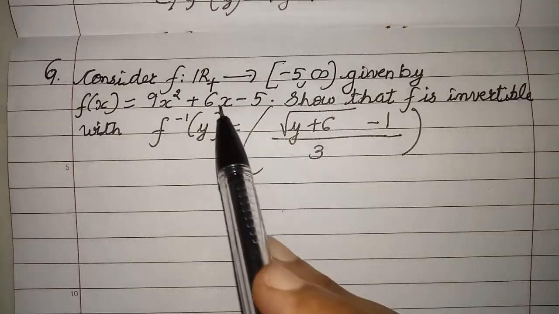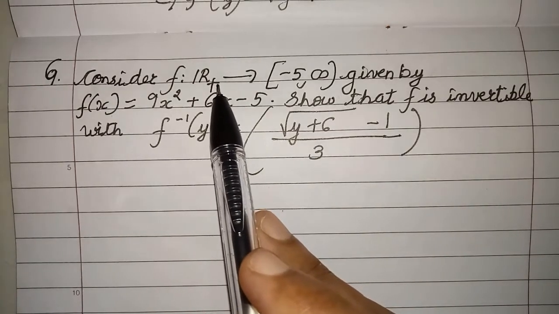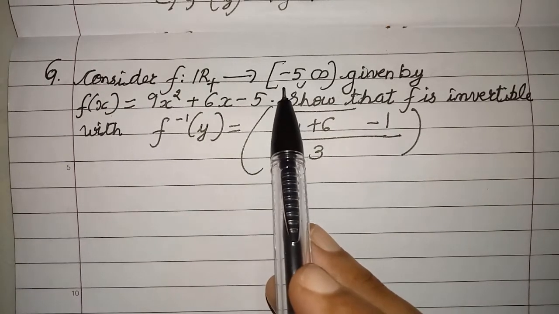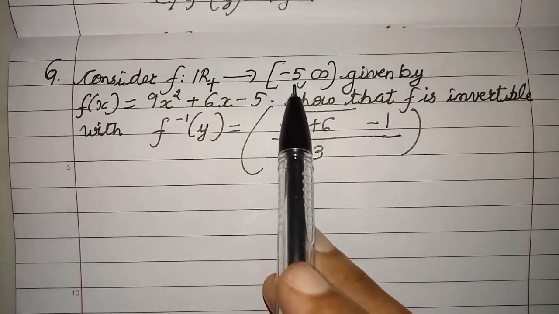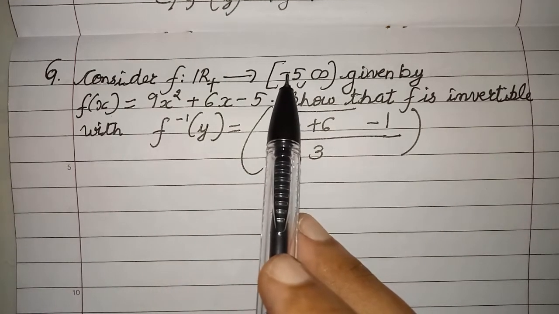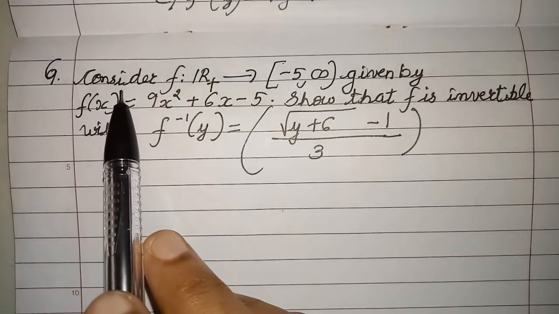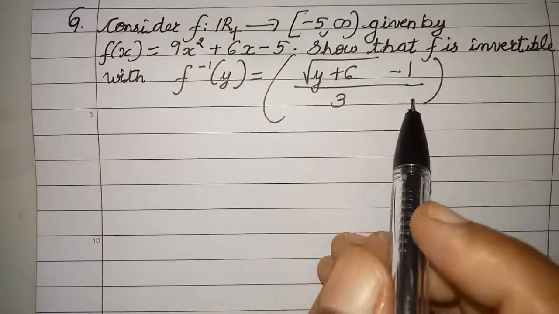Here again, R plus means the set of all non-negative real numbers, and here you have numbers going from minus 5 to your right side, to infinity. Is that clear? Now let us solve this.